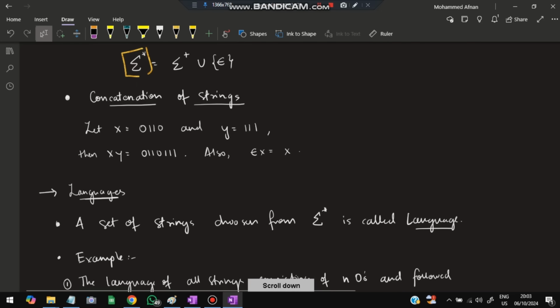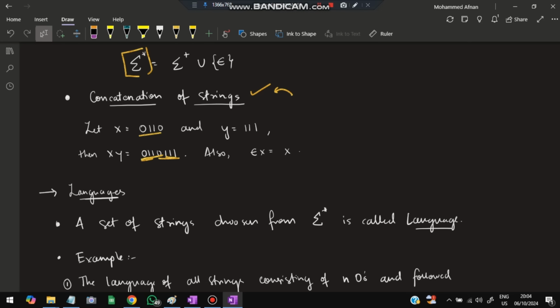Next we have the concatenation of strings. What do you mean by concatenation? Very, very important question from the exam point of view. It has been asked in the previous year question paper. If x is equal to 0110 and y is equal to 111, then xy will be equal to 0110111. So x will be written first, this is the x and this is the y.